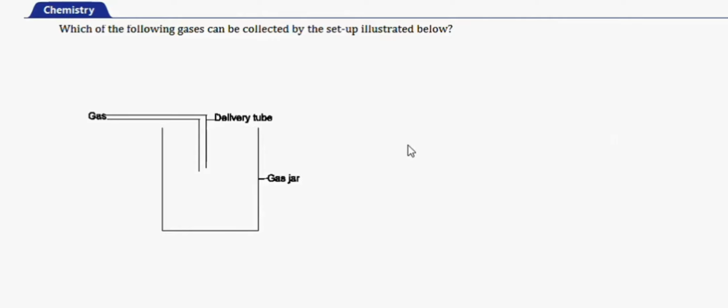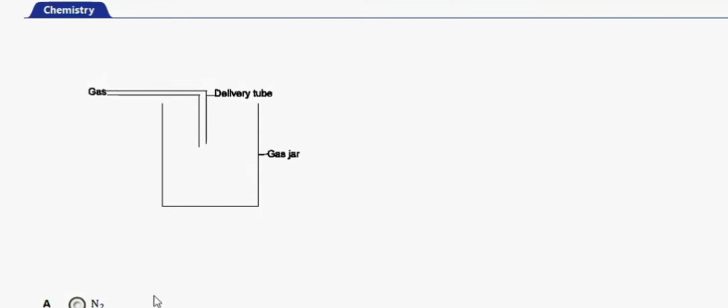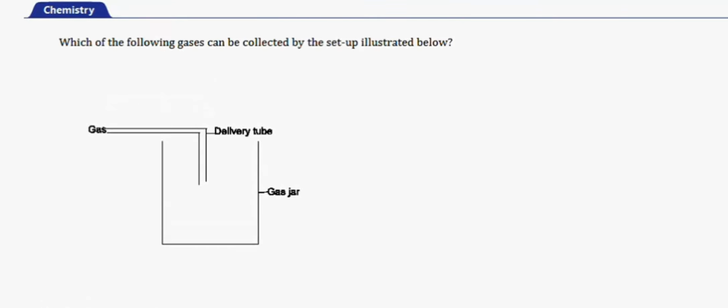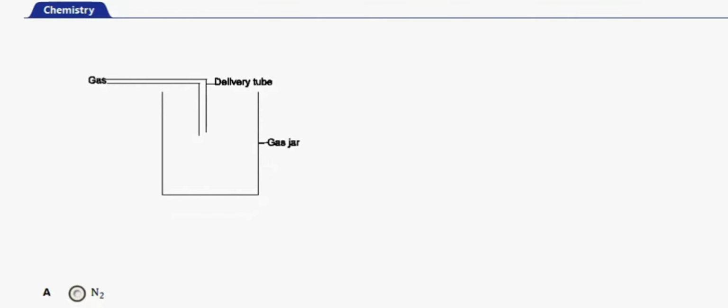So this question says, which of the following gases can be collected by the setup illustrated below? So the right answer to this question will be option B, that's hydrogen chloride gas. Alright, so take note of this question, guys, very important. Next question will be this one.